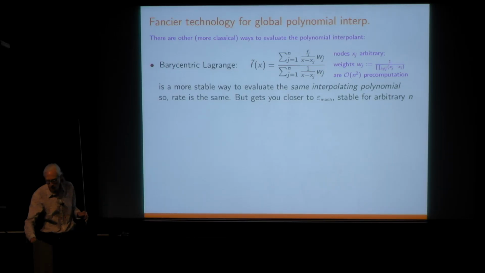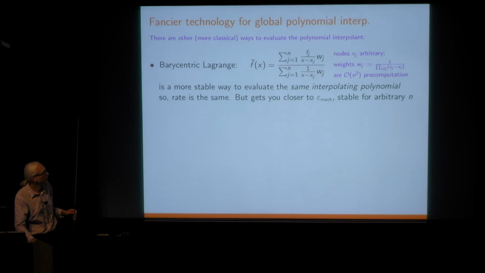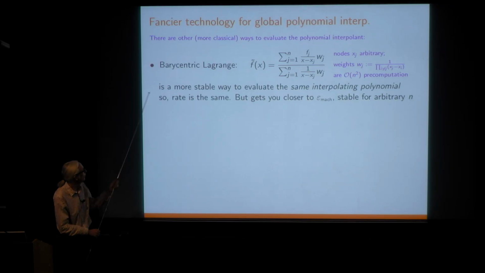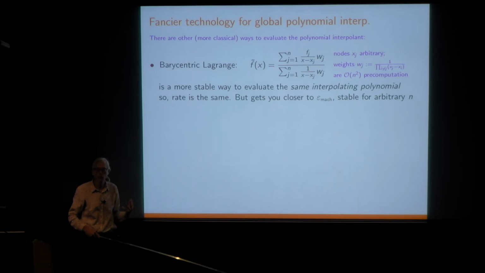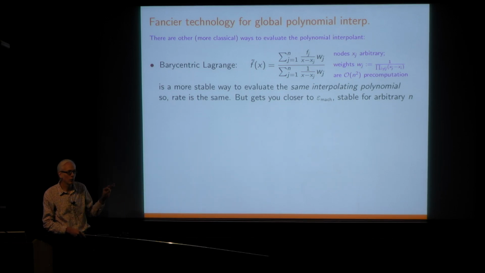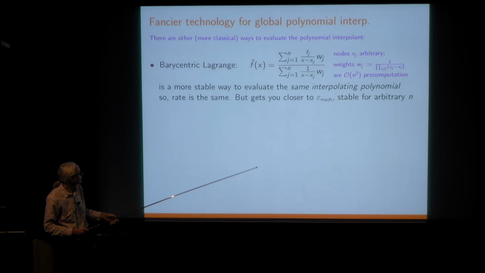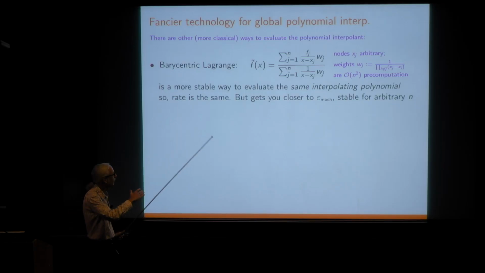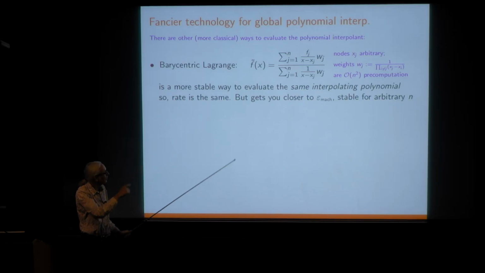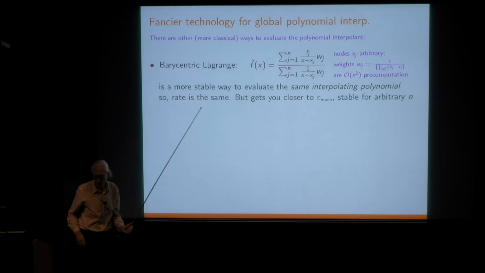So it's a very useful and more accurate way to evaluate the interpolant than what we did. But just remember, you're evaluating the same interpolating polynomial, just with slightly lower machine error. So you're going to get the same convergence rate. If n is 10 and it hadn't converged very well yet, that would still be true for this. But it's a more stable way to evaluate.